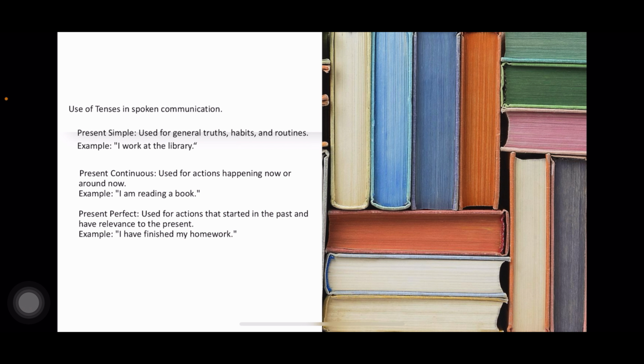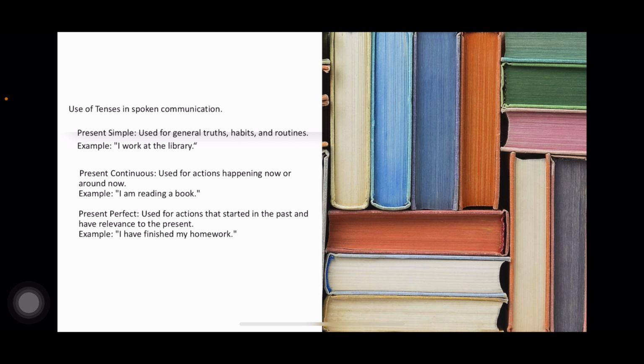It is used for general truths, habits and routines. Example, I work at the library. Usually you use present simple when you say I study at this school, I work at this college, I work at this office, and so on and so forth. It is just to convey a simple meaning, which is actually the simplest form of tense.